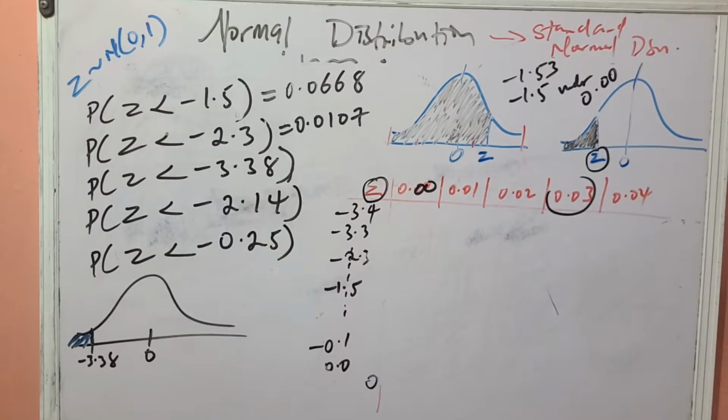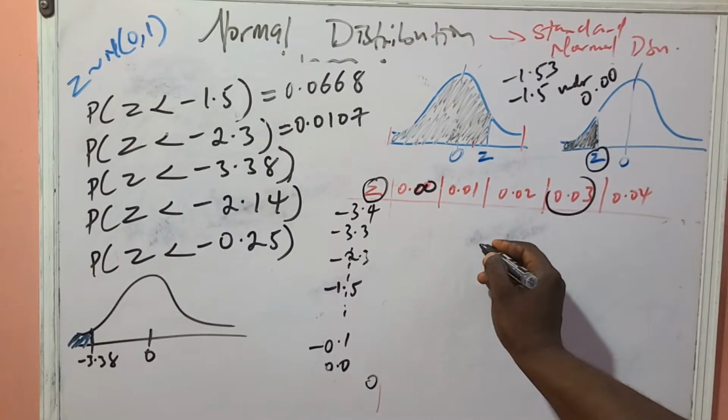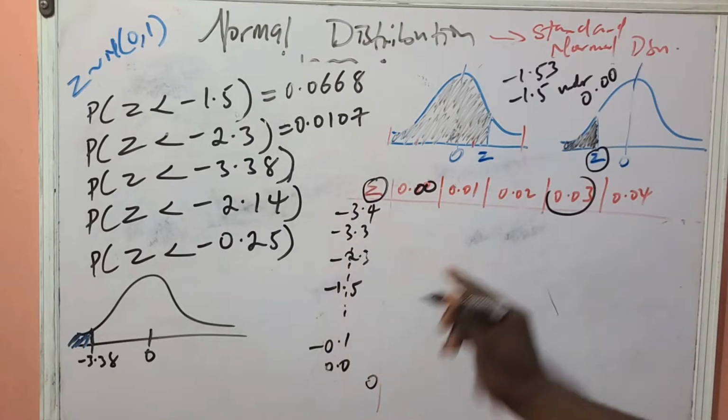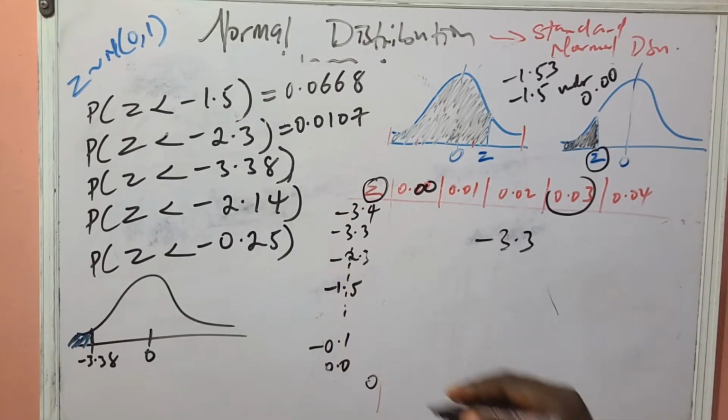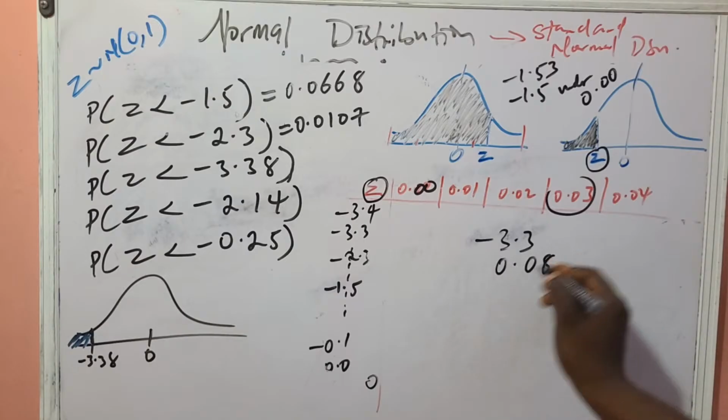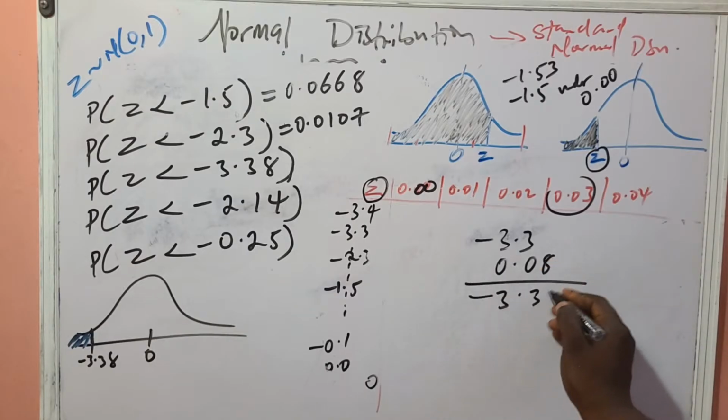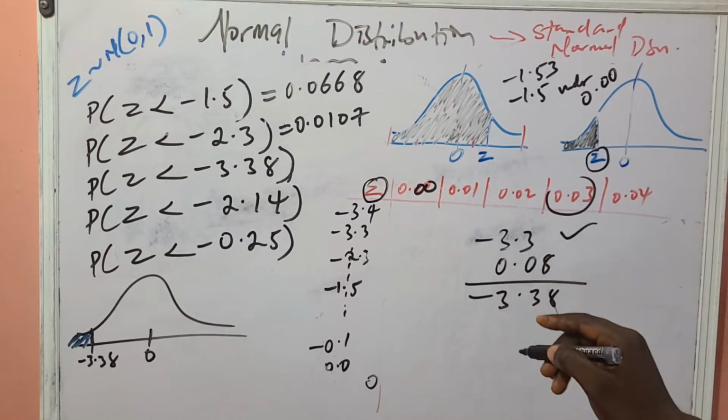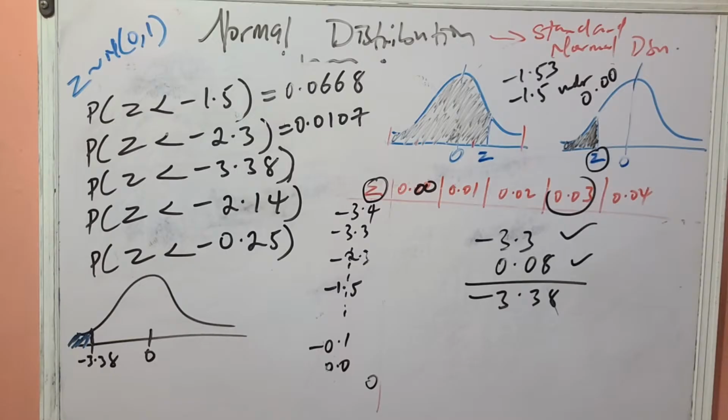So what you'll be doing now is looking on your Z column for minus 3.3, but you'll be looking for it under 0.08. Of course, that gives you minus 3.38. So you go on to check your minus 3.3 under 0.08. Let's go on now to check the table. I want to open my table right here. Minus 3.3 now, I can see that. I can see minus 3.3. So I go under 0.08.